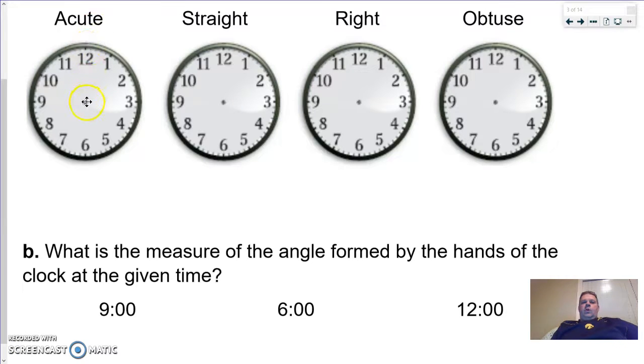Hopefully for the 9 o'clock one, you had the hour hand at 9 and the minute hand at 12. This, most likely, you would have said is a right angle, which forms a 90-degree angle. At 6 o'clock, we would have the hour hand at 6, the minute hand at 12, so we would have a straight angle. And at 6, by the way, that straight angle would be 180 degrees, since it is a straight line. At 12 o'clock, we would have the hour hand at 12, we would have the minute hand at 12, and therefore we would have a 0-degree angle.